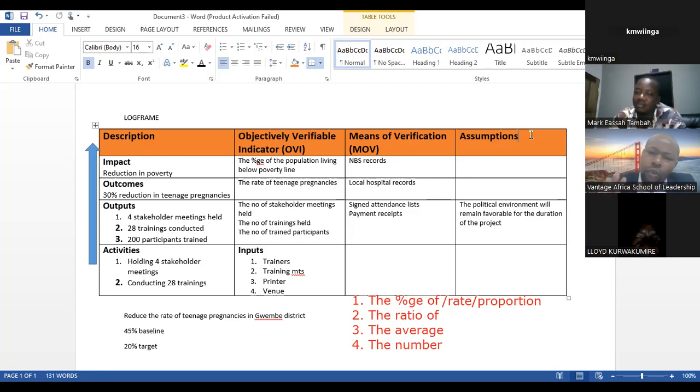Okay. Now, I want to know, imagine you have conducted 28 trainings, but something happens that still, even after the trainings, the rates of pregnancies are still going up. What could that be? Something that pushes up pregnancy rates, despite the fact that we've done all the training.